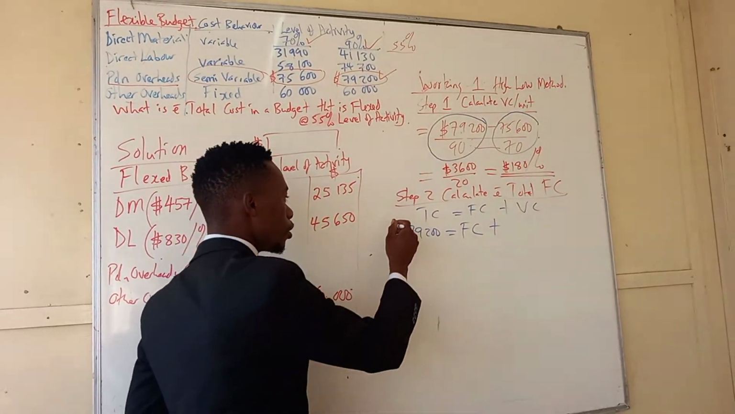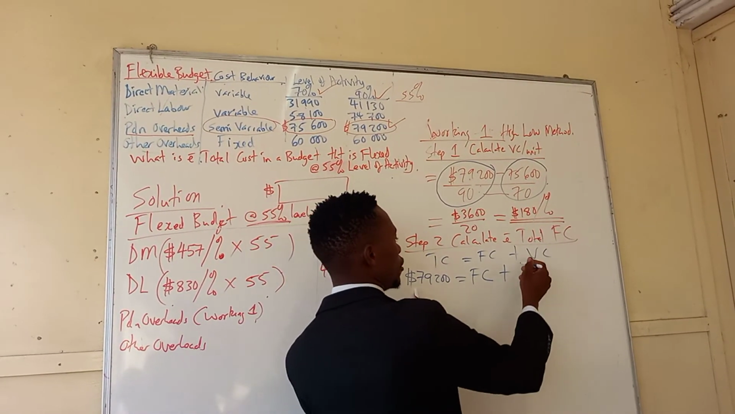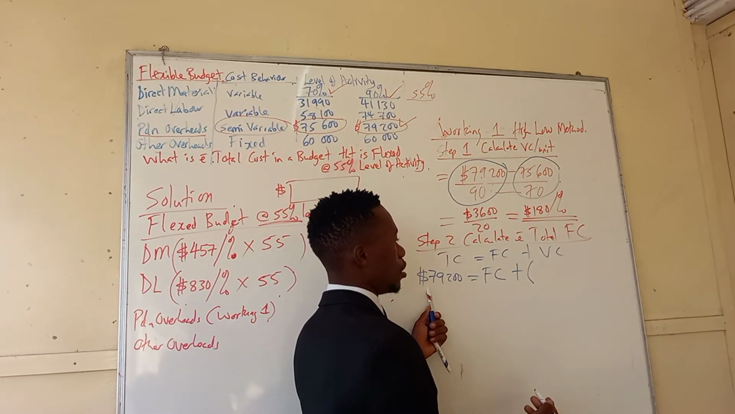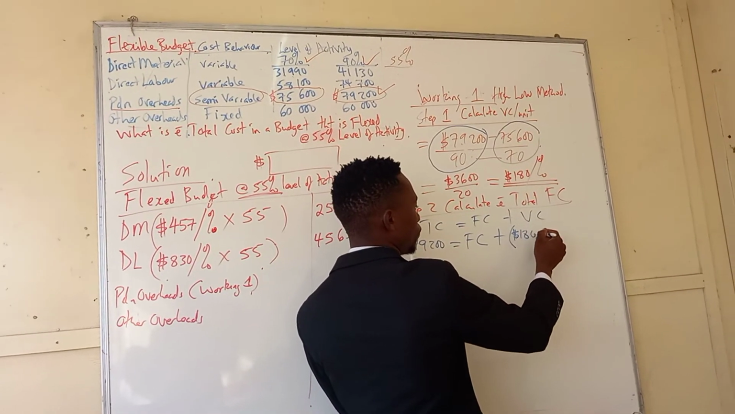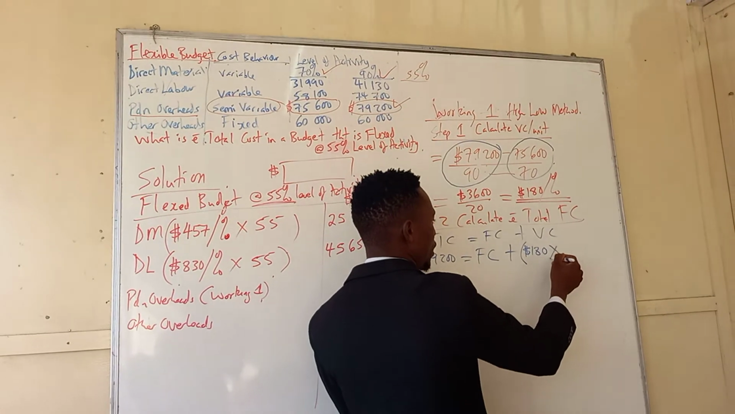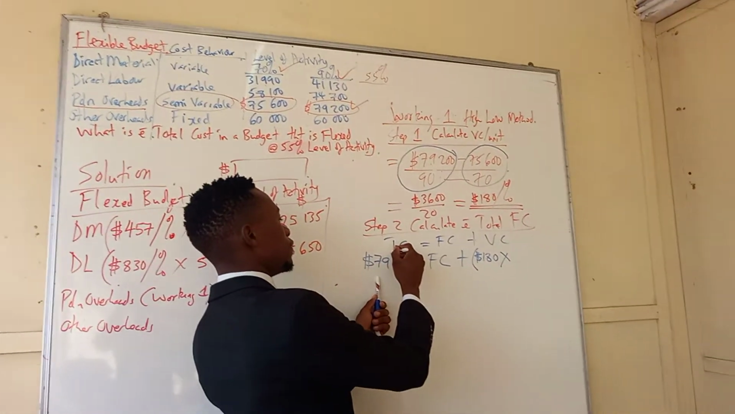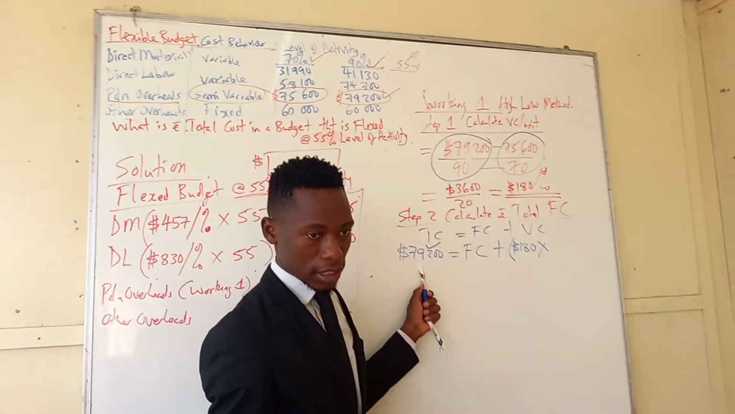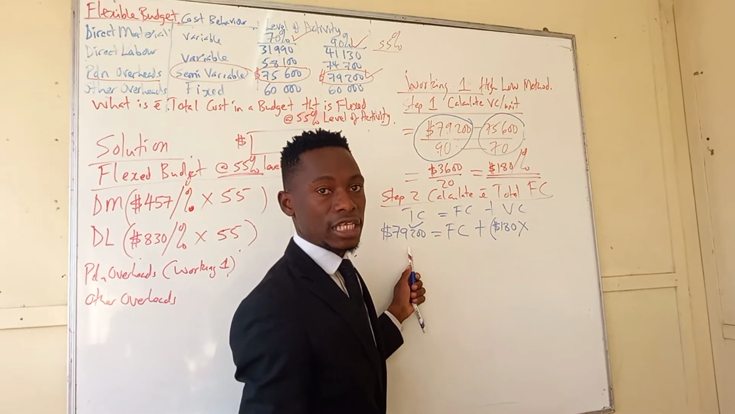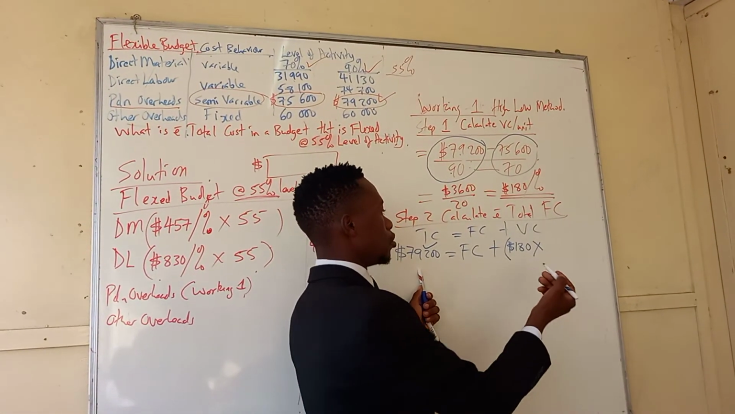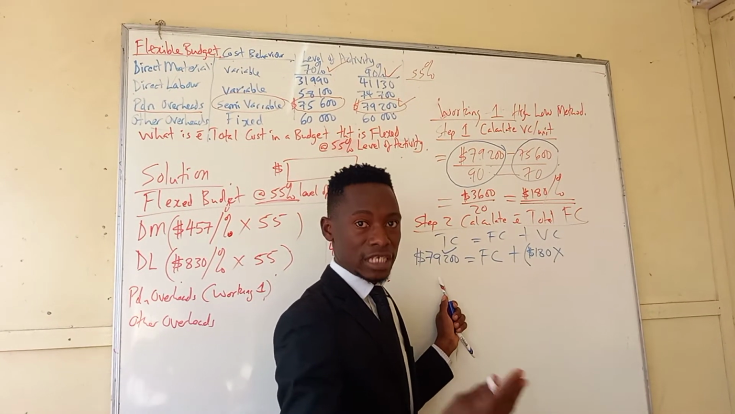Now, this is 79,200. So what about the variable cost? Obviously, this is what? 180, I got it from step one. Multiply by my activity level. Since I have selected 79,200, it simply means I'm going to also use what? 90 as my activity level. Because the variable cost is the type of cost that does vary with the activity level.